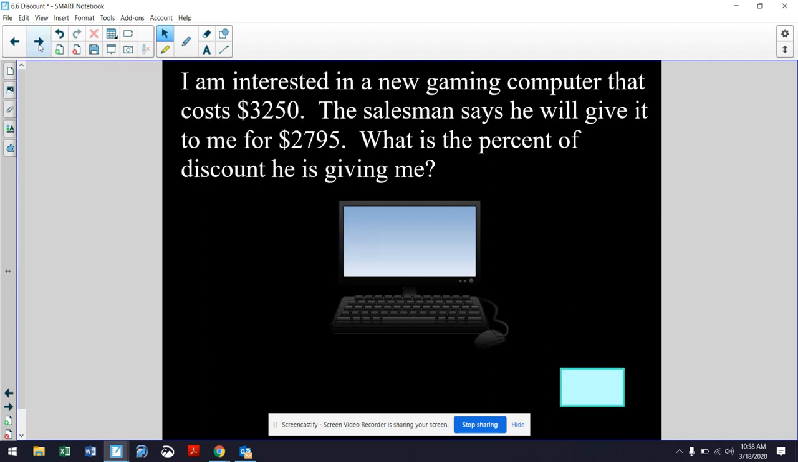All right, last problem, I promise. I am interested in a new gaming computer that costs $3,250. The salesman says he'll give it to me for $2,795. What is the percent of discount he is giving me? So we know the sale price, we know the original price, we need the percent of discount. Put the video on pause and check back when you're done.